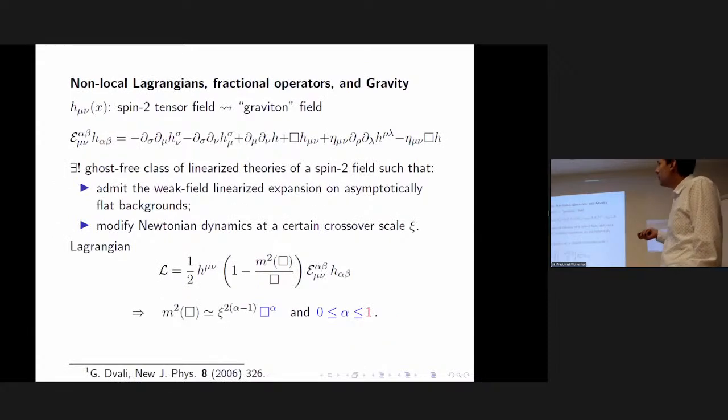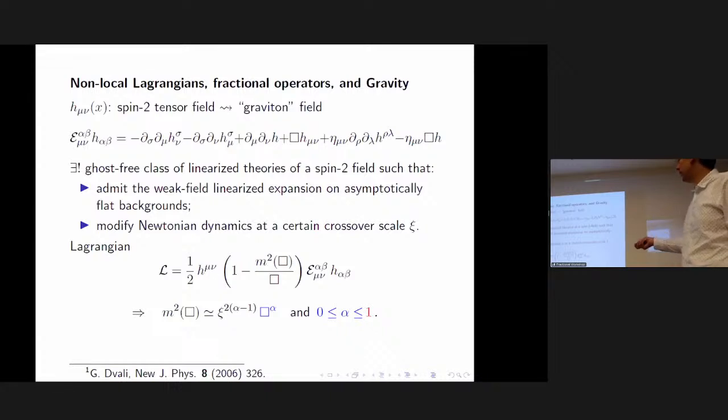It turns out that fractional stuff, when it comes to quantum gravity or effective field theory descriptions of gravity, is not really something new. Indeed, there exists a unique class of ghost-free linearized theory for a spin-2 field, which is a fancy way of calling the graviton, that together with some technical assumptions leads to a modification of Newton's dynamics at a certain crossover scale, which can be macroscopic.